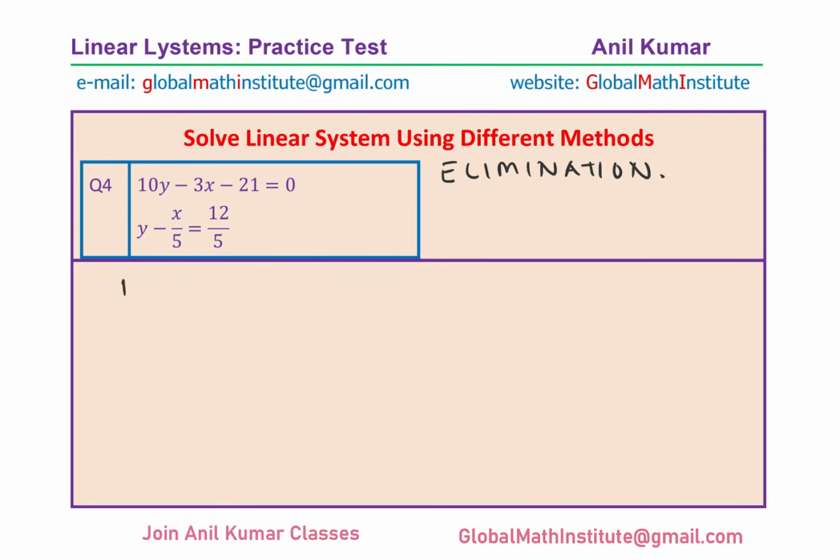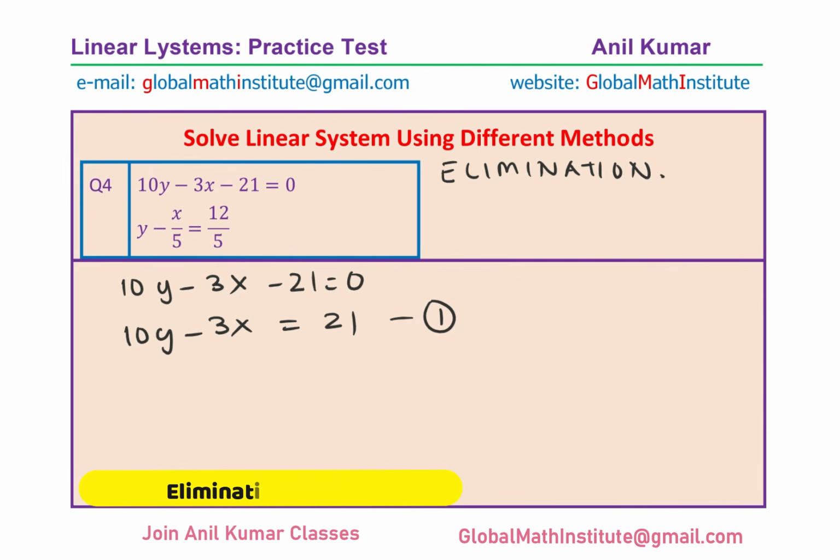Okay, so first equation is given to us as 10y minus 3x minus 21 equals 0. I'm going to rewrite this as 10y minus 3x equals 21. Makes sense? I'll call this my equation 1. The second one is given to us as y minus x over 5 equals 12 over 5. Now, since there is a fraction involved, we will multiply this equation by 10 to get rid of the denominator. That's the first thing, right?